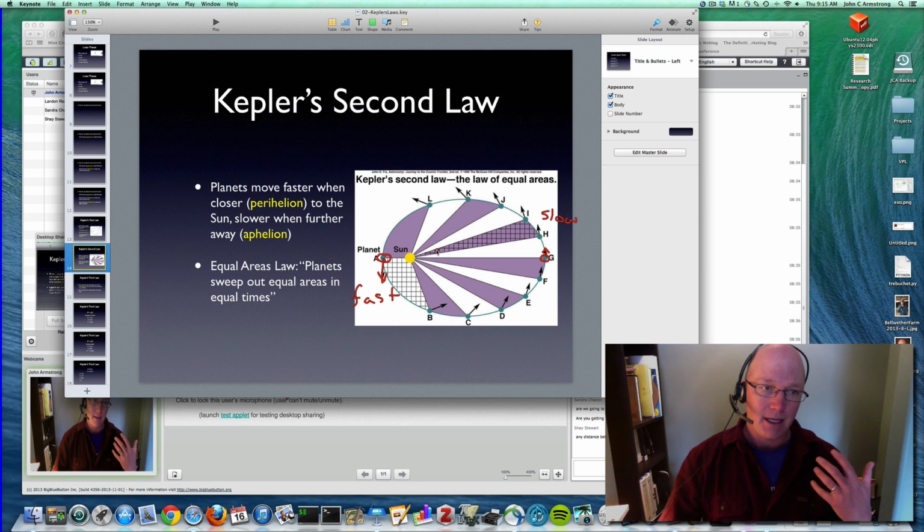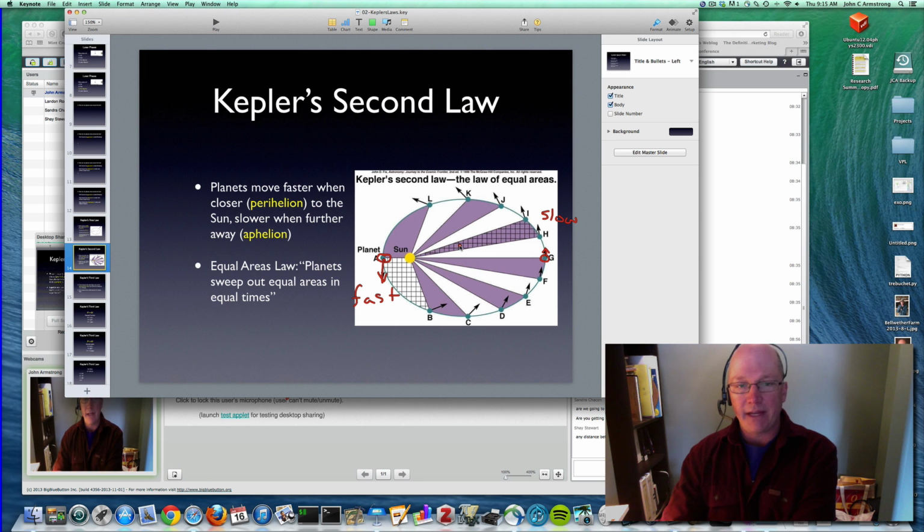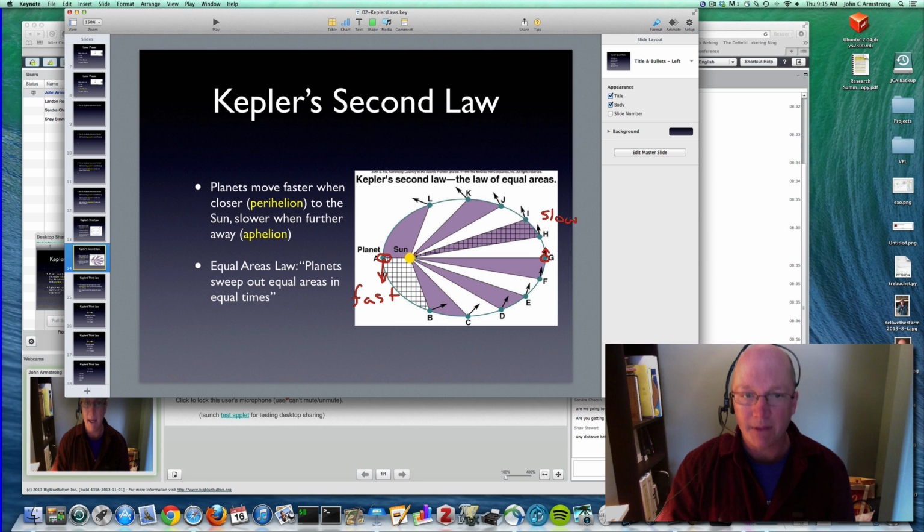Now, the way that Kepler phrased this thing about the speeds is he said that planets sweep out equal areas in equal times. And what that meant is that if you drew a line from the star to the planet at any point, and then you let some time elapse, say 10 days or something like that, then you could create a little geometric shape here that had a certain area, and you can shade that in, and that's a certain area that the planet swept out.